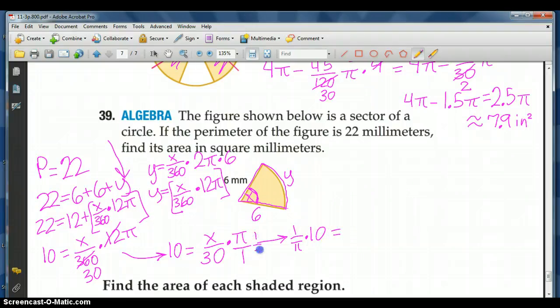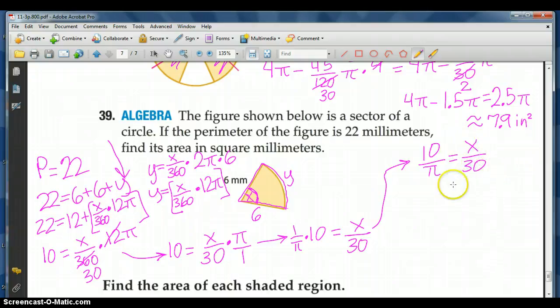And 1 over pi on this side would cancel that out, and I'm just left with x over 30. I can also write that as 10 over pi is equal to x over 30. And to get x by itself, one last step, I have to multiply both sides by 30 to get this 30 to cancel out.